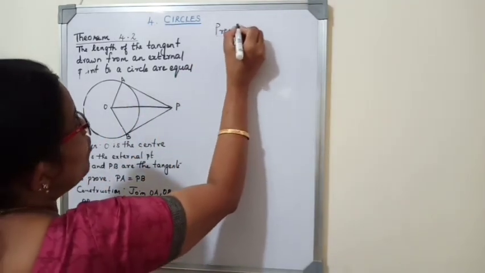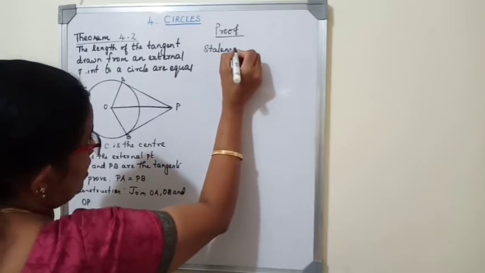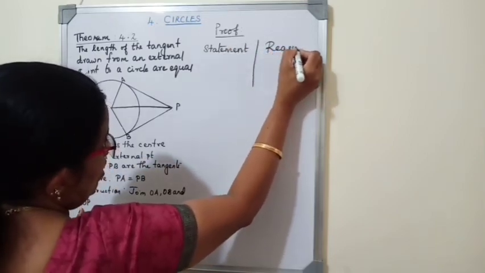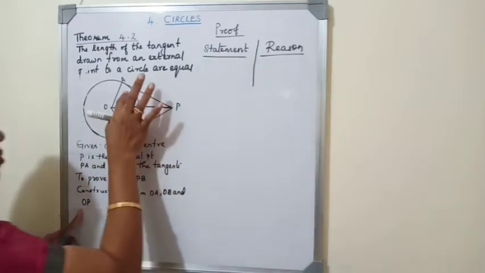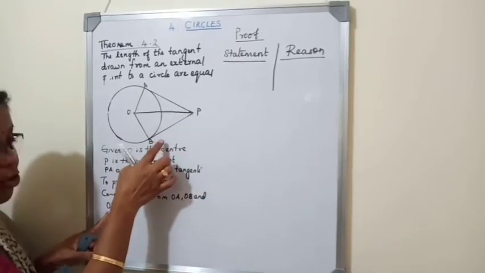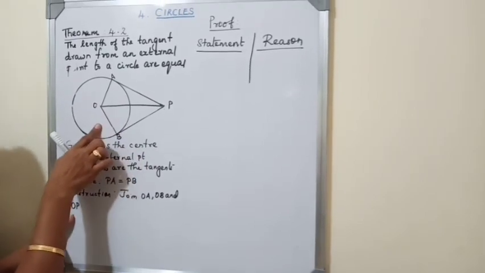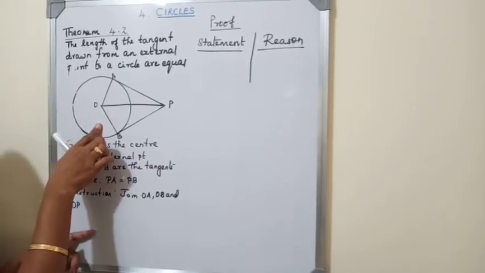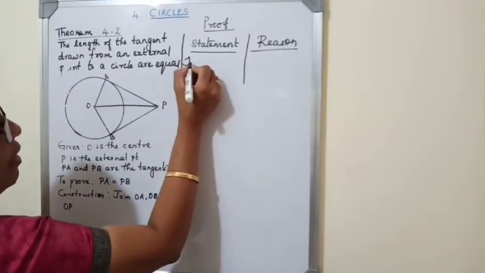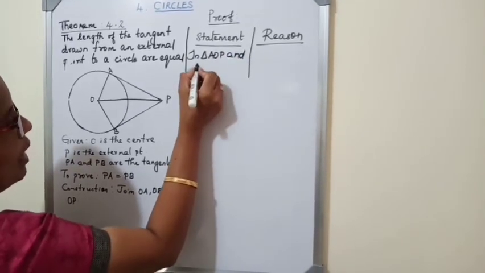When you write the proof, we will write 2 columns: one is statement and another is reason. Here we have to prove that there are 2 triangles, one is AOP and another is BOP. We have to prove that these 2 triangles are congruent by one of the postulates which we already learned. So we will start: in triangle AOP and triangle BOP.